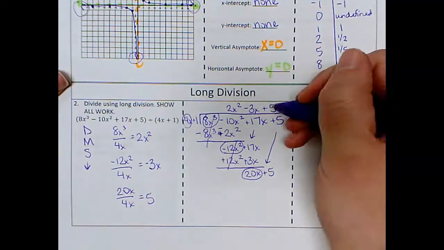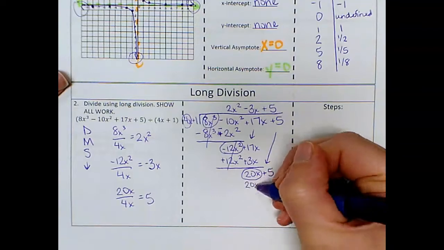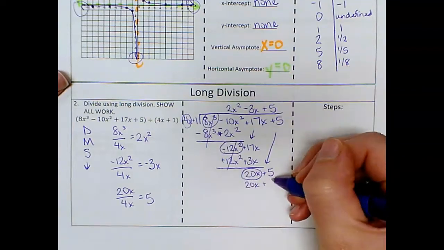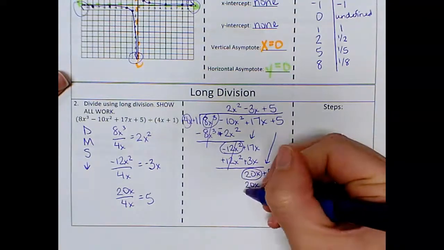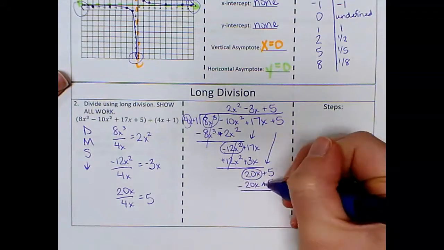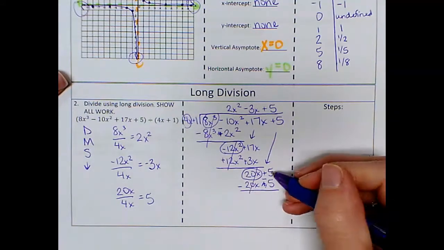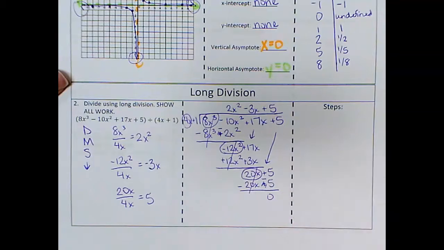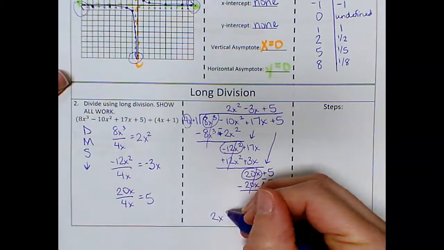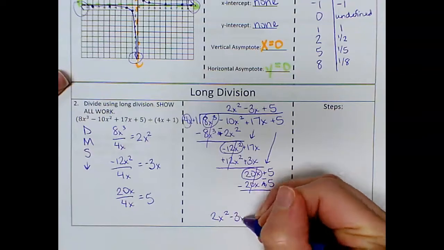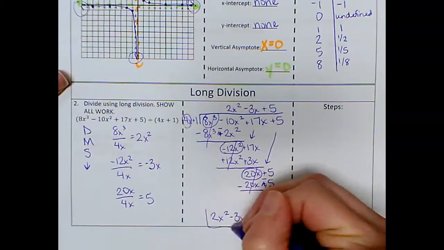We distribute. 5 times 4x is 20x. 5 times 1 is 5. When you subtract, you draw the line. You change both signs. 20x minus 20x is 0x, and 5 minus 5 is 0. That's a remainder of 0. So my answer is 2x squared minus 3x plus 5.